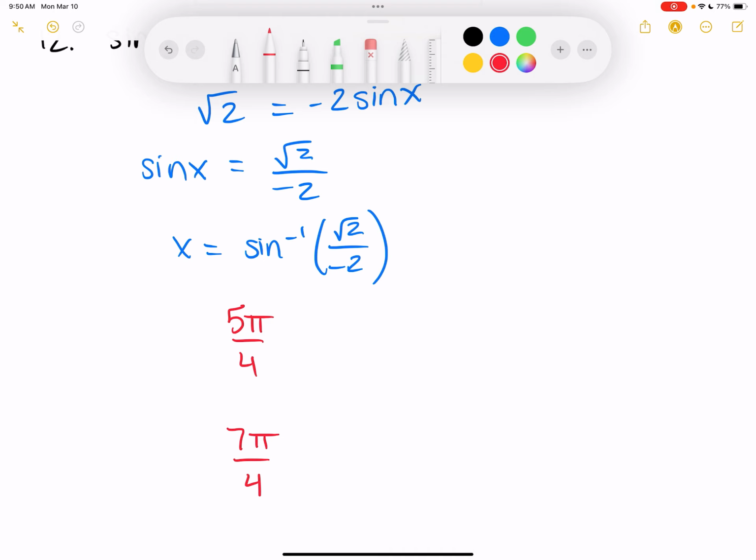Now, these are sines, so what am I adding? 2 pi n. What is n? It's how many times around we would go. So n is any number, essentially, from 1 to infinity. If it were tangent, it's just plus n pi.